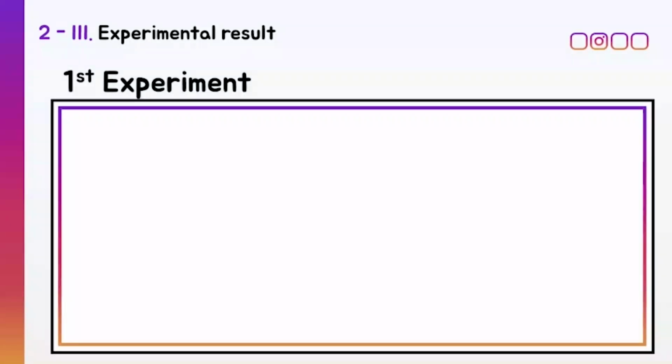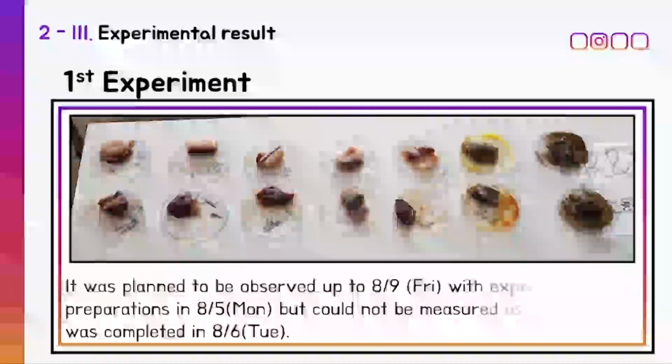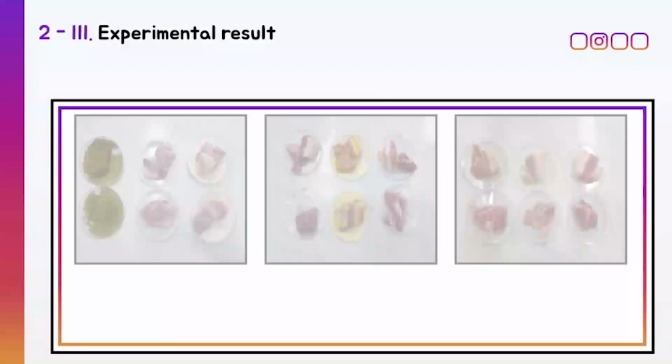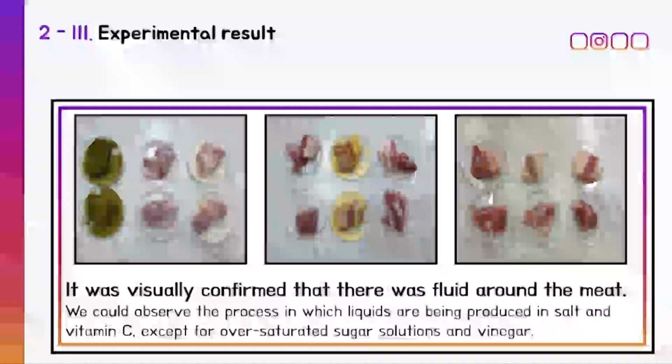Then, this is the first experiment result. It was planned to be observed up to August 9th with experimental preparation on August 5th, but could not be measured as decaying was completed on August 6th. 1 hour later, it was visually confirmed that there was fluid around the meat. We could observe the process in which liquids are being produced in salt and vitamin C, except for the supersaturated sugar solution and vinegar.